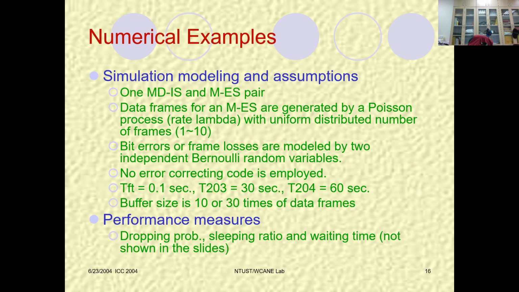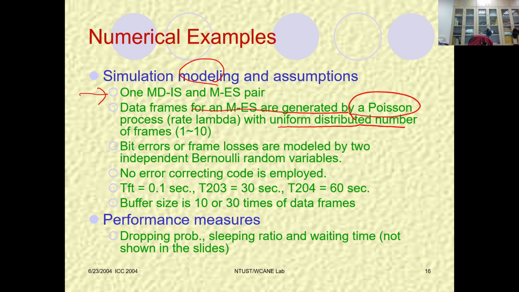Well, for this one, we can use simulation to investigate the performance. Here we have the simulation modeling and assumptions. We focus on one MDIS and MES pair. The data frames for an MES are generated by a Poisson process. And how about the batch size? The batch size is set to a uniformly distributed number of frames.